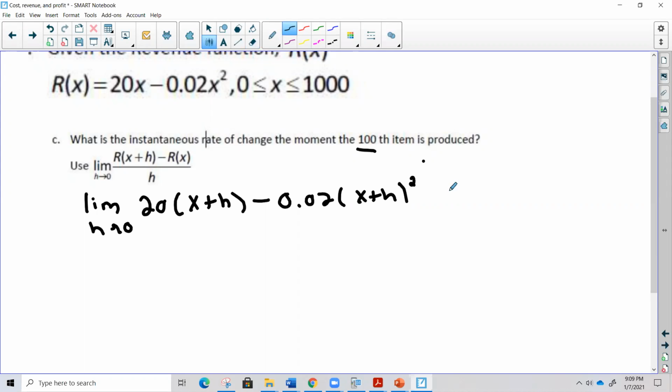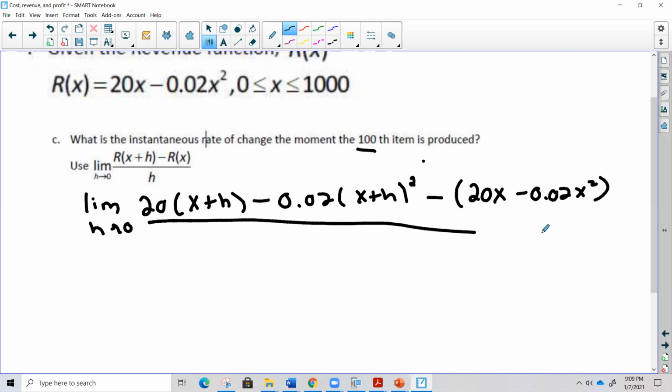So then I'm going to do minus my r of x. Again, because I have more than one term, I need to put it in parentheses. So I'm going to put 20x minus 0.02x squared. Okay, that's my r of x. And then I'm going to put it over h. So I have the limit as h approaches 0. Again, you have to write this every time until you plug in the 0.